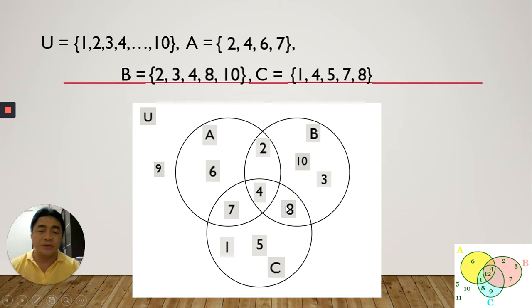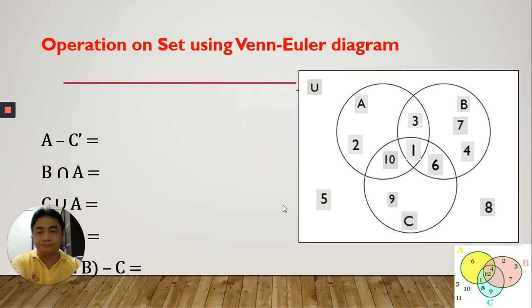Now again, remember that when you're using the Venn-Euler diagram, it's easy to figure out the resulting elements for different set operations. So we have your examples. To make it easy for you, you can also write the complement set for every set: set A, set B, set C, A prime or B prime or C prime, the complements of these three sets.